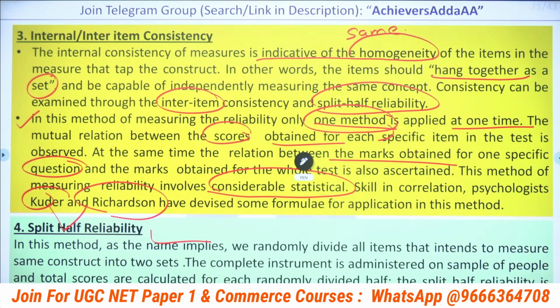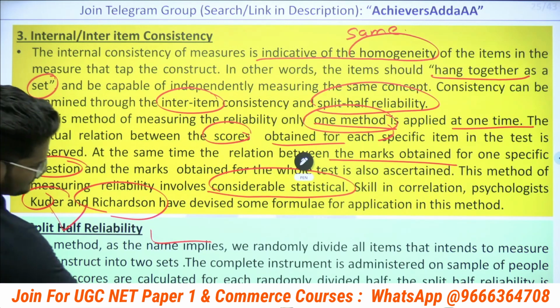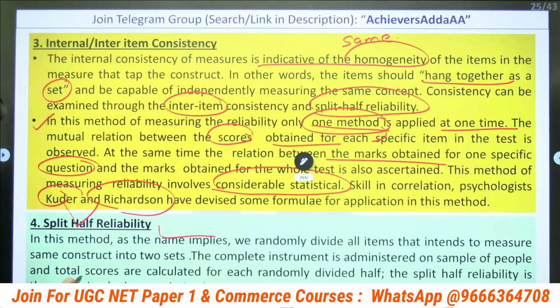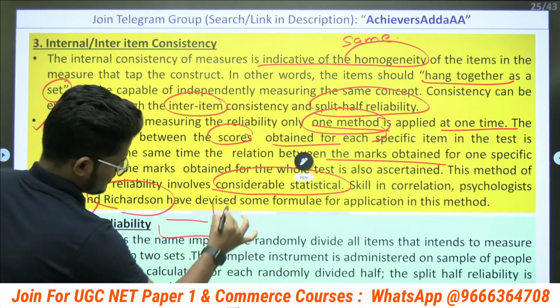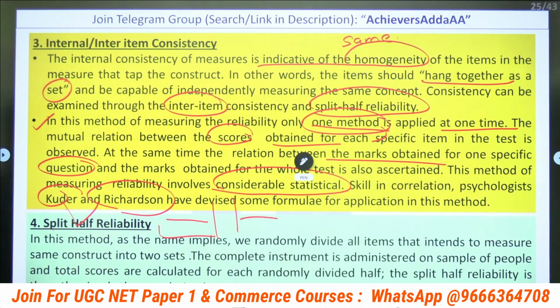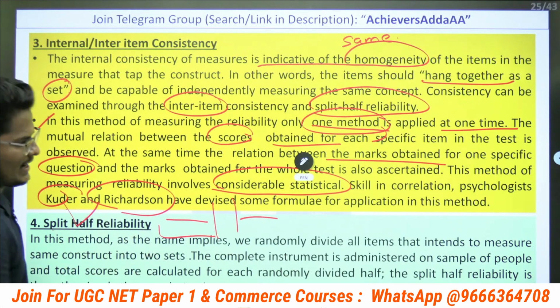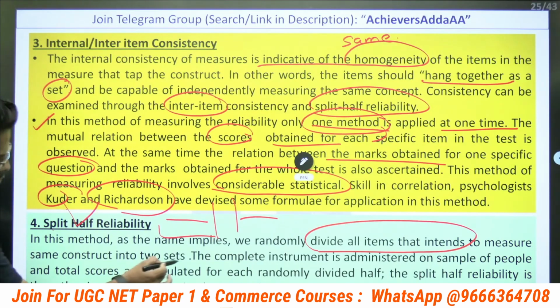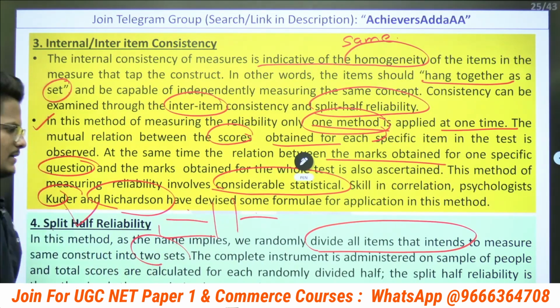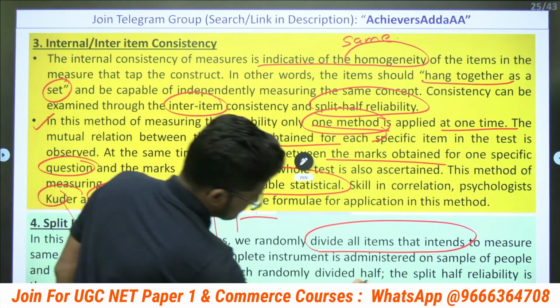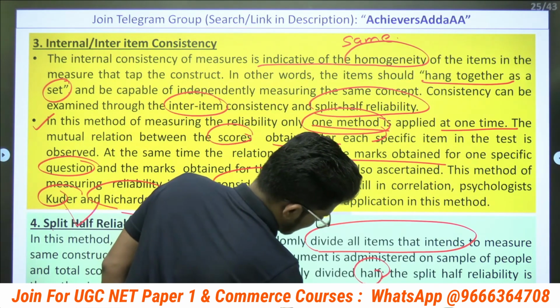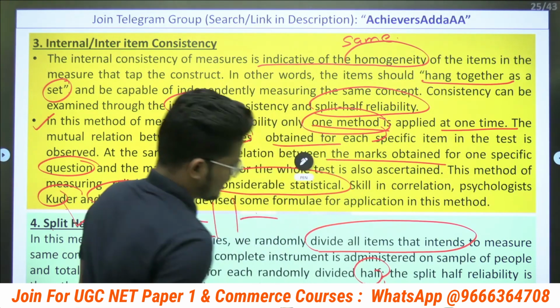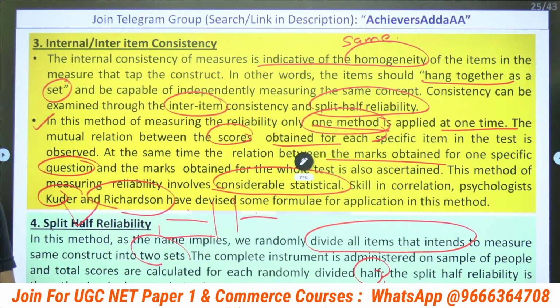Right? So now next, split-half. The name itself is indicating it. Split-half means breaking into two parts, two halves. As the name implies, we randomly divide all the items intended to measure the same construct into two tests, group number 1 and group number 2. The complete instrument is administered to a sample of people, and total scores are calculated for each randomly divided half. Halves means making two parts which are equal parts.